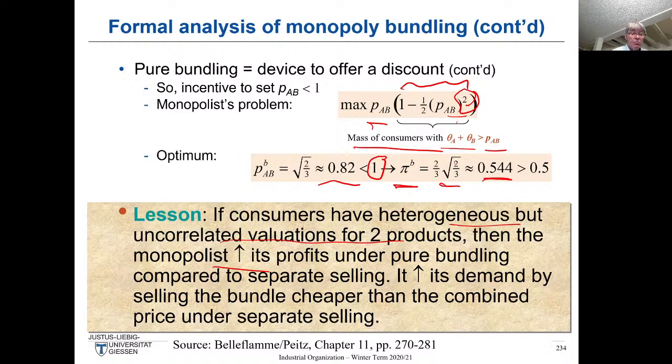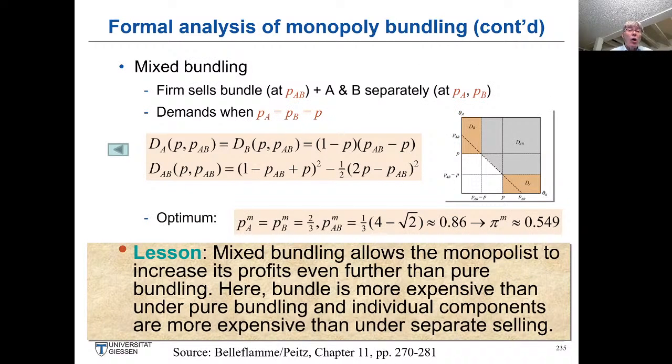It increases its demand by selling the bundle cheaper than the combined price under separate selling. And of course, in terms of welfare, that would also be a good idea because more people buy. Okay, now what we introduce next is mixed bundling. Now you sell both, and this is exactly the same kind of diagram you see here.